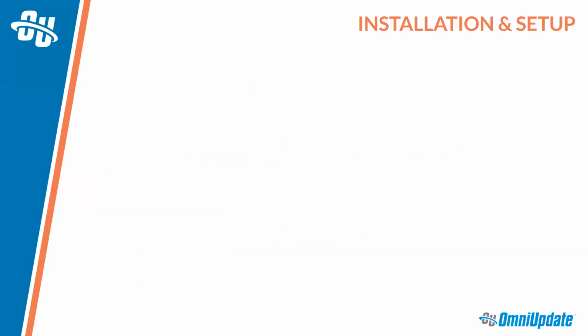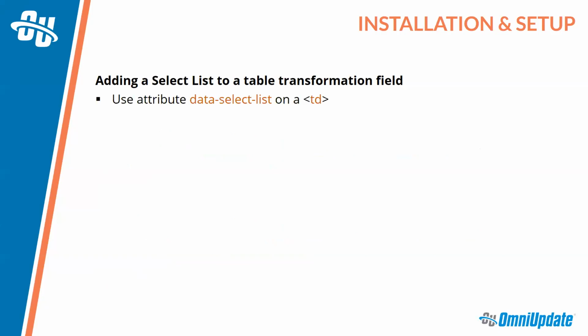So what does that look like? In order to add it to a table transformation field, we have a custom attribute called data-select-list. By putting that attribute on a table data cell, you can call a select list and define what the options are going to be. So we have two different methods of how we declare them.